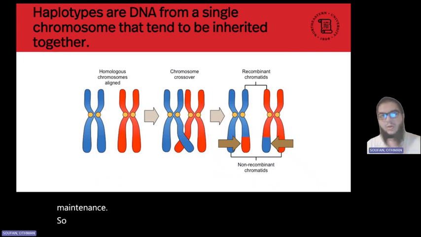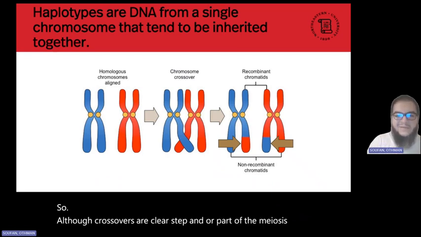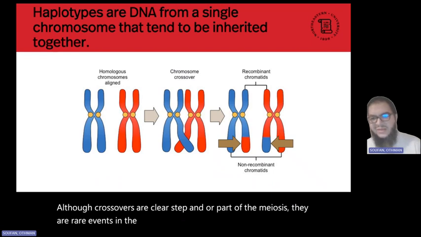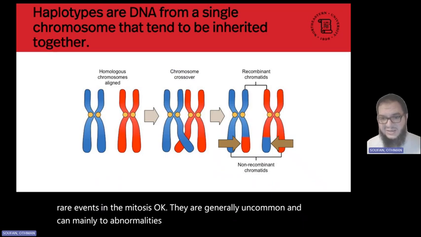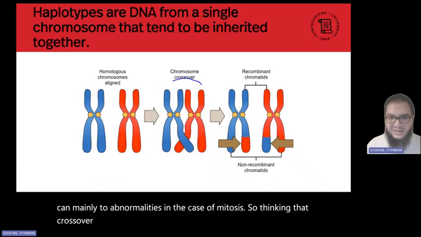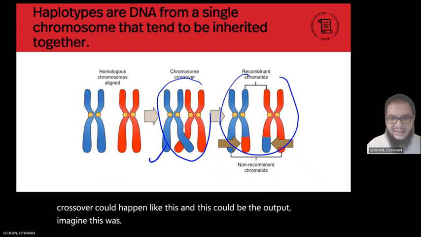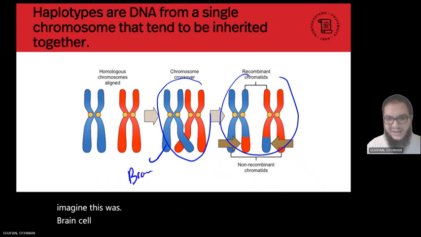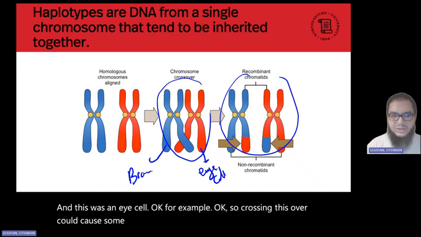So, although crossovers are a clear step in meiosis, they are rare events in mitosis. They are generally uncommon and may lead to abnormalities in the case of mitosis. So thinking that crossover could happen like this, and this could be the output. Imagine this was a brain cell, and this was an eye cell, for example. Crossing this over could cause some big issues.